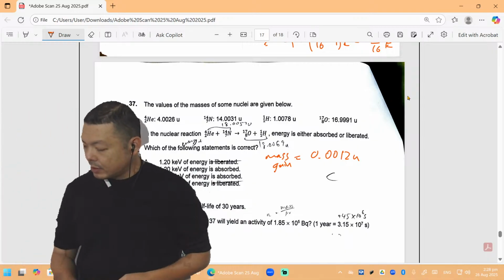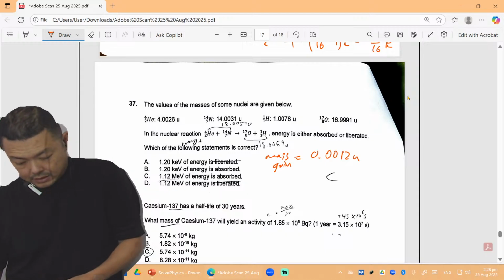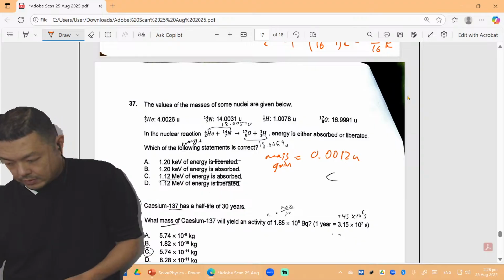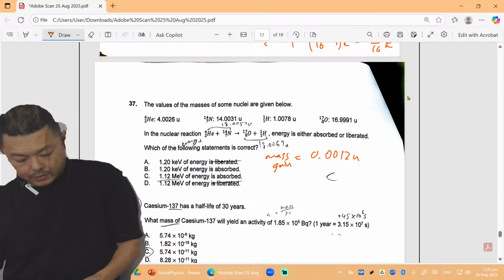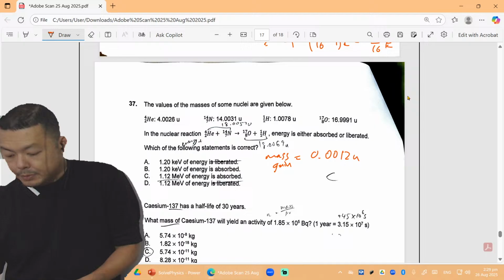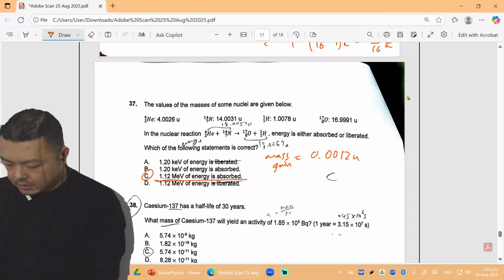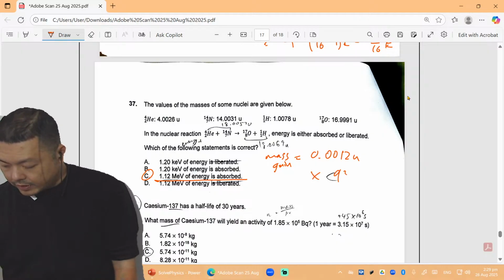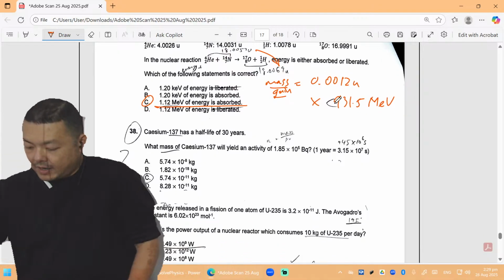Mass gain is 0.0012 U. And then you can just multiply by 931.5, right? 0.0012 times 931.5 gives me 1.12. Absorb, C. There we go. Then you multiply by 931.5 MeV. Okay, absorb, it's a mass gain. There's a gain in mass. Yeah, gain in mass. Right, 38.